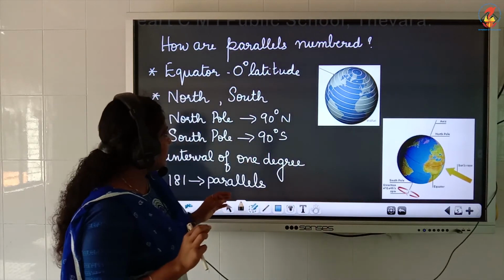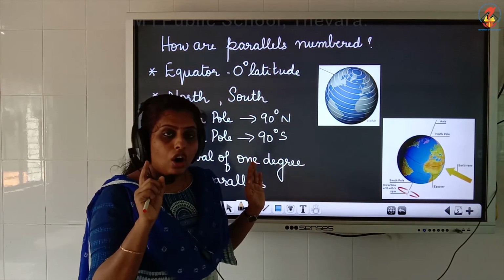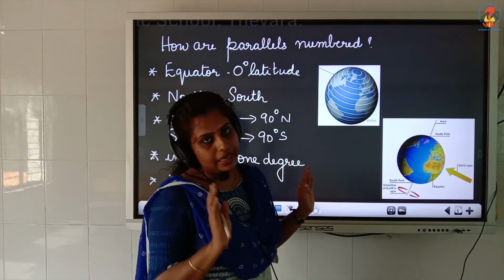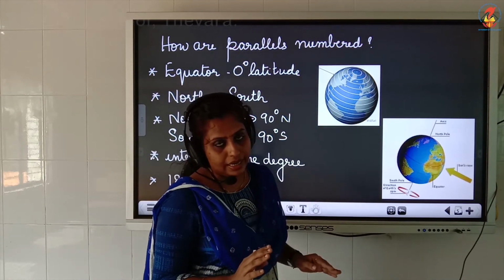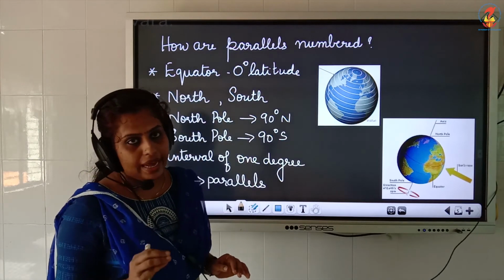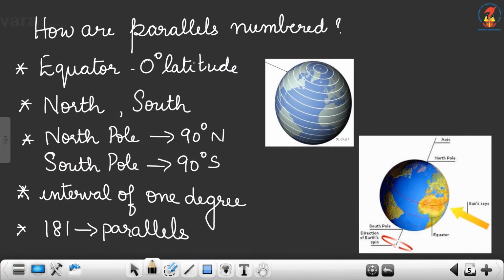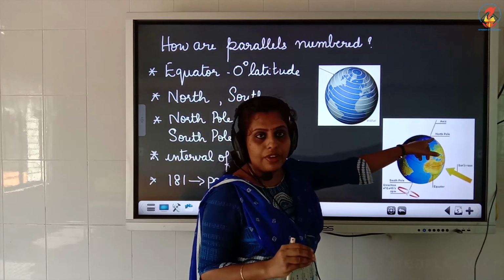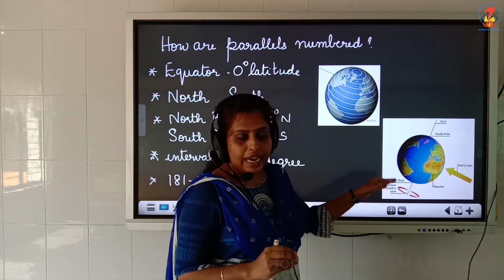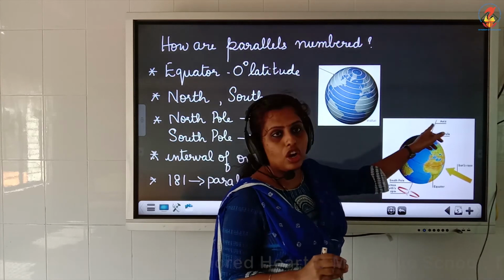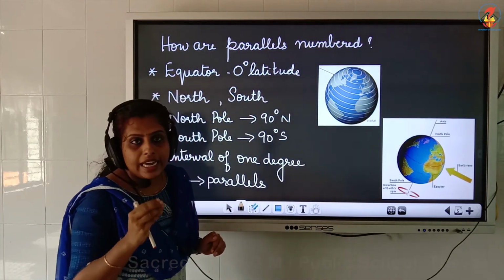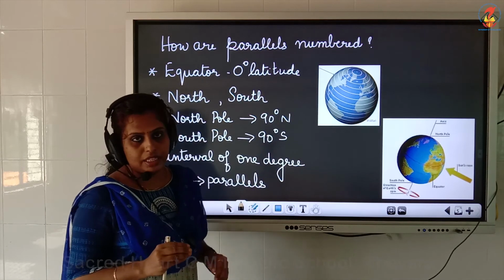The next point is that all the parallels are equidistant with 1 degree. All are being placed separately. So we are going to number the parallels here. There are 90 parallels in the northern hemisphere and 90 parallels in the southern hemisphere. We said that 0 is the equator and 90 is the degree for the North Pole. Means that there are 90 parallels in the northern hemisphere and there are 90 parallels in the southern hemisphere.